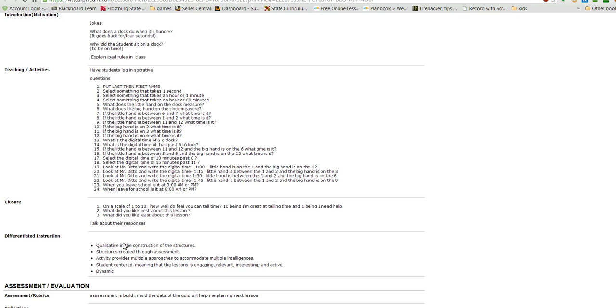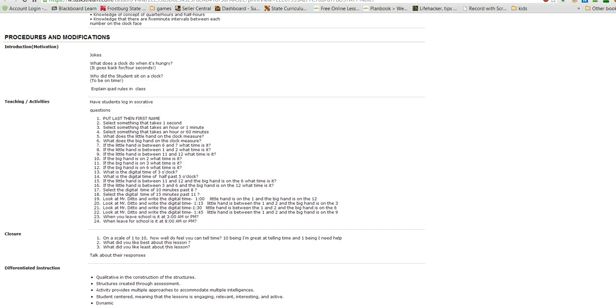You can see how I set some differentiation with the qualitative and quantitative instruction in this, created through the assessment. Because it gave each one of them a hands-on approach. It showed interest and relevance for each one of them because it projected the results on the screen.